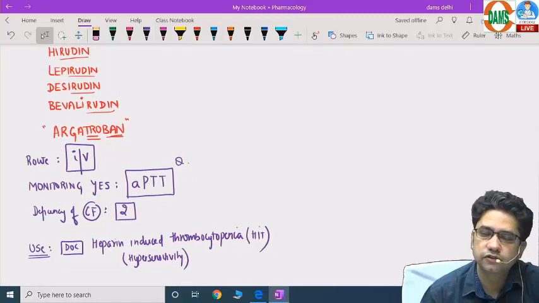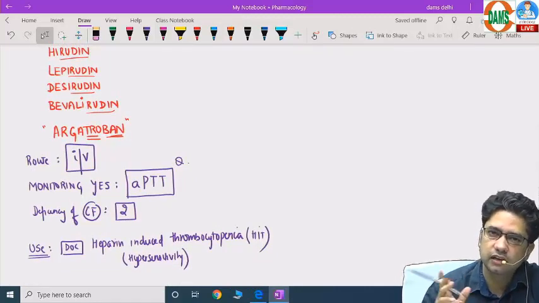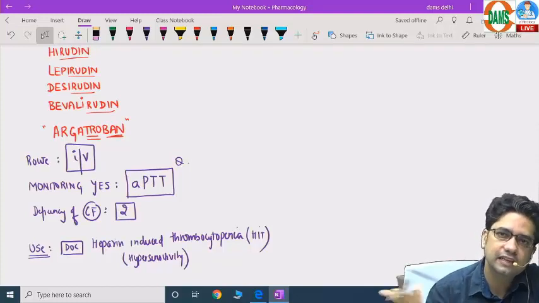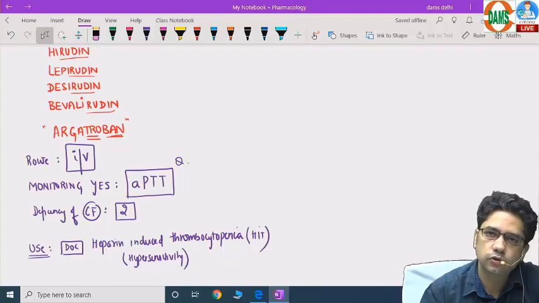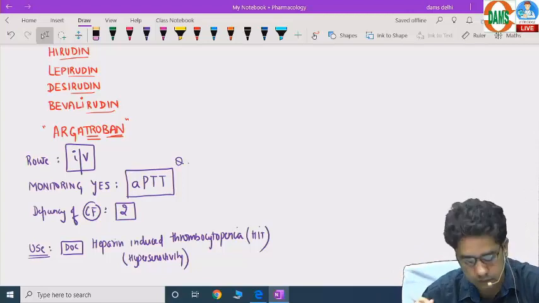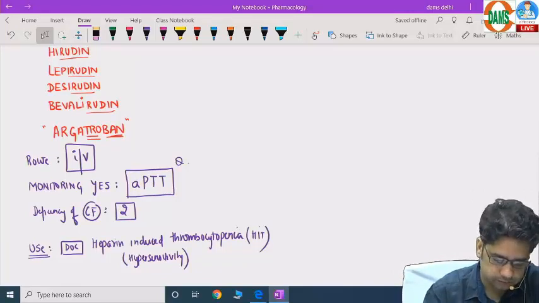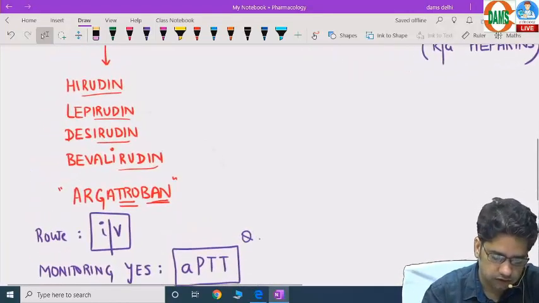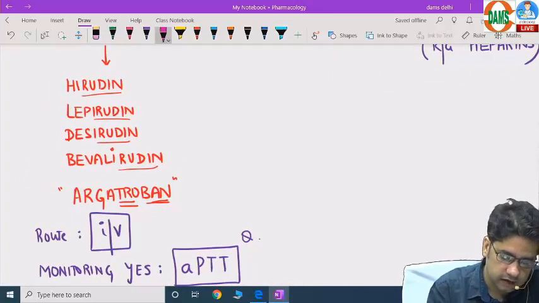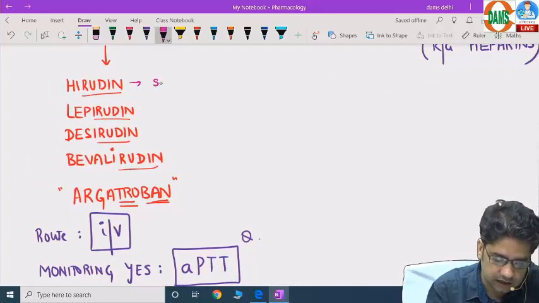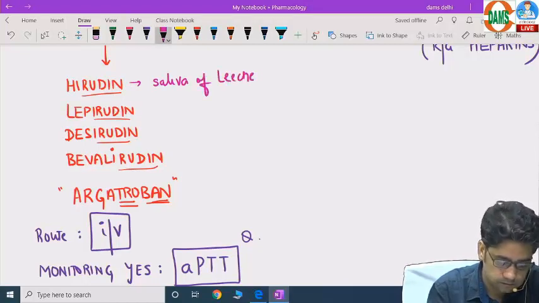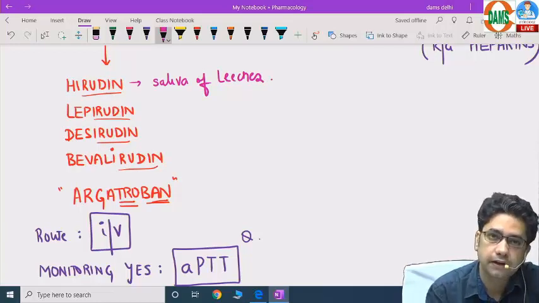I hope you have understood this simple part. So these drugs are given when there is allergy to heparins, then we give this drug. Now before going further, see this drug Heriudin. Heriudin is obtained from saliva of leeches.